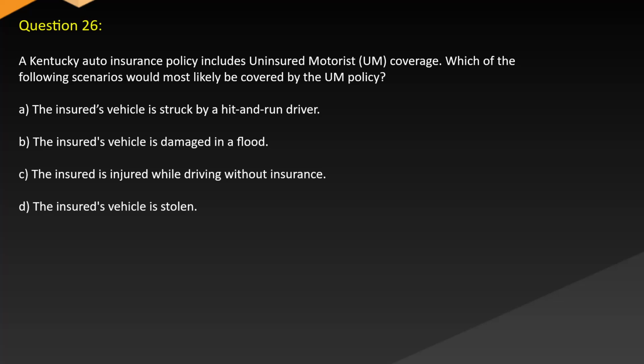Question 26. The Kentucky auto insurance policy includes uninsured motorist coverage. Which of the following scenarios would most likely be covered by the policy? A. The insured's vehicle is struck by a hit-and-run driver. B. The insured's vehicle is damaged in a flood. C. The insured is injured while driving without insurance. D. The insured's vehicle is stolen.